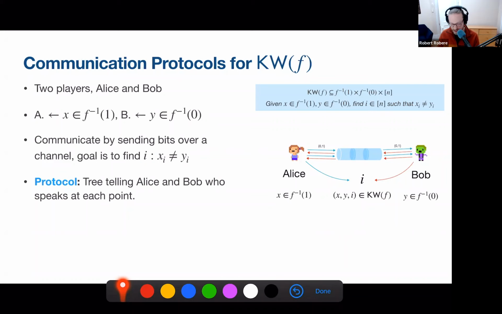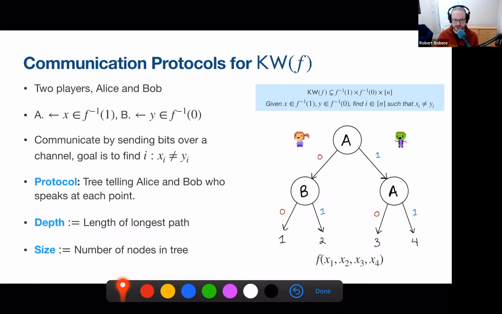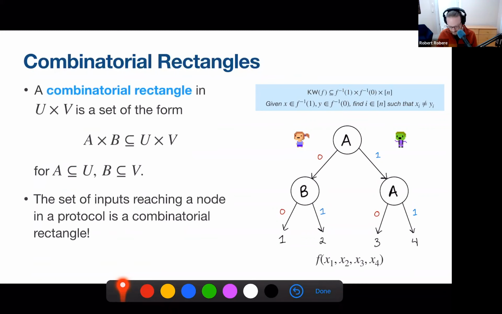Okay. And this is usually formalized in terms of a protocol, which is just like a tree that Alice and Bob agree on beforehand that just tells them who speaks at every single point, right? So this should look very similar to a decision tree. This is the analog of a decision tree in this circuit complexity setting. And then once again, the depth of the tree is the length of the longest path, and the size is the number of nodes.